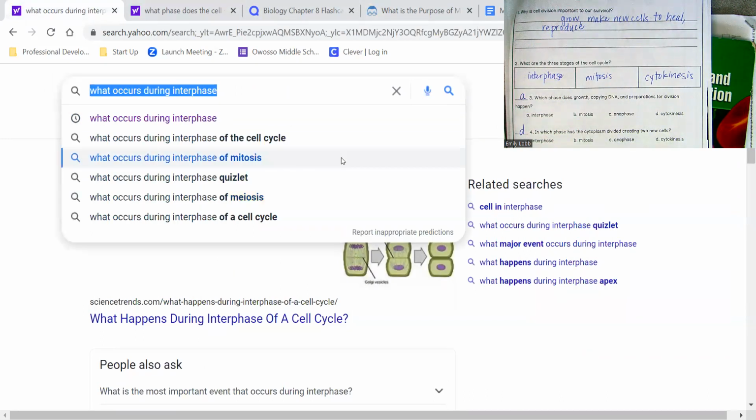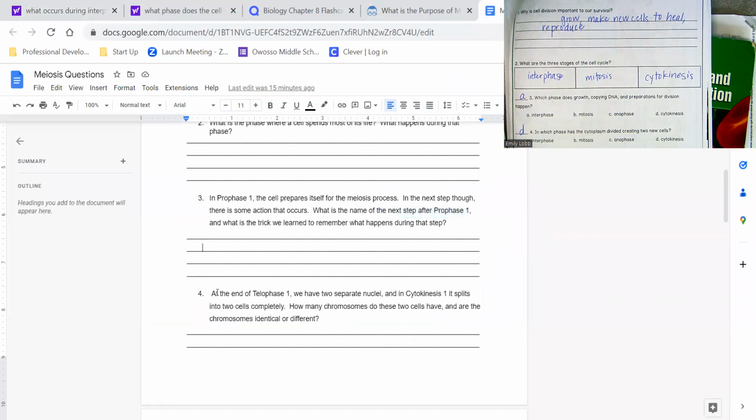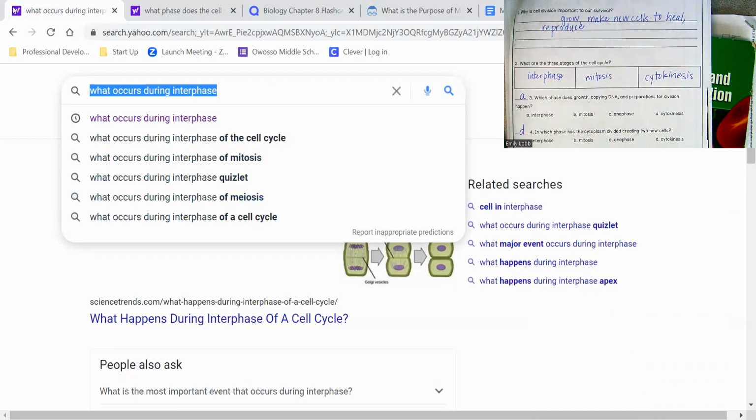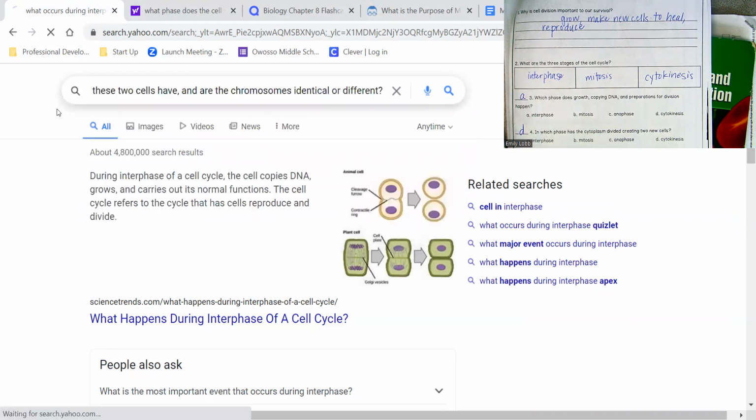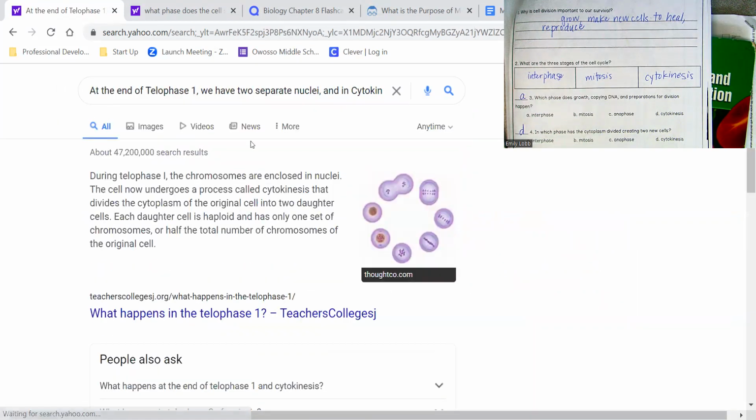Even if you weren't sure what to put into the search bar, if you needed to, you could copy the question and paste it into the search bar. All right.